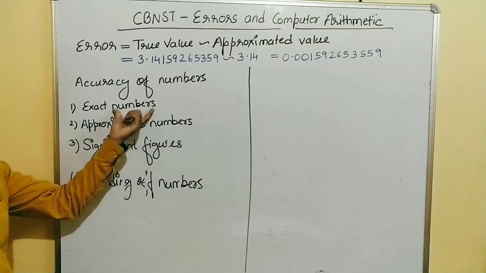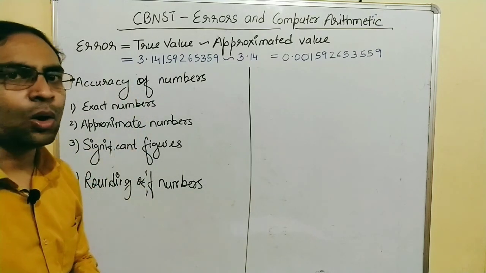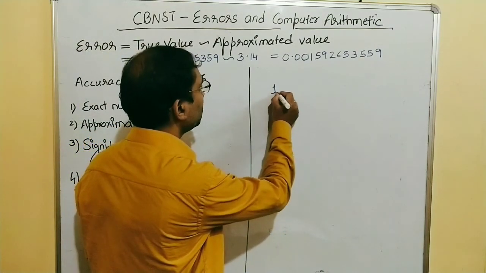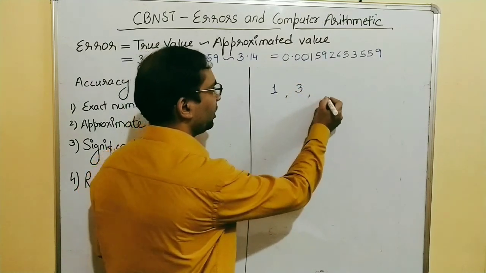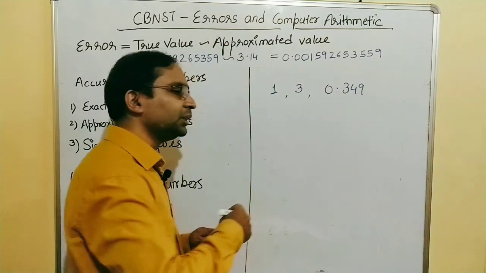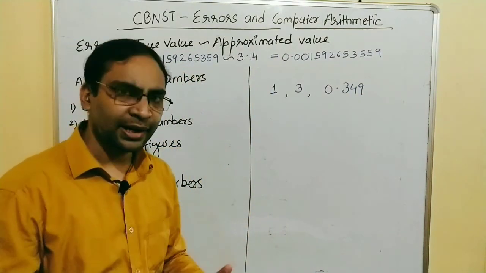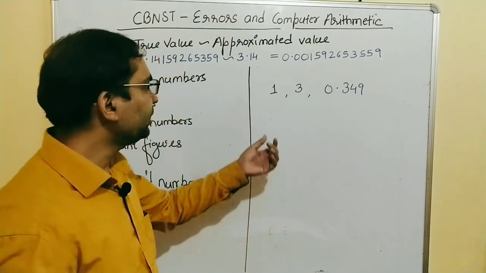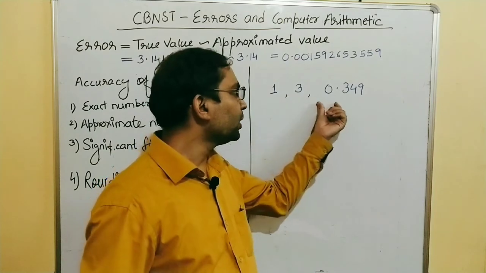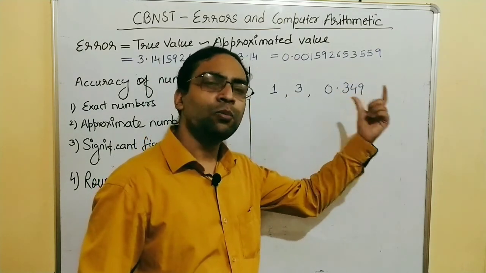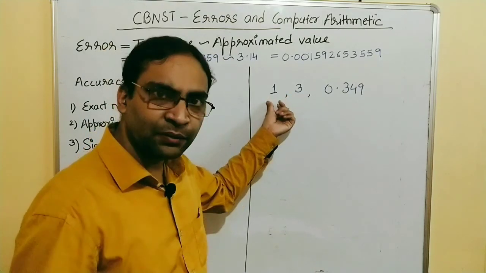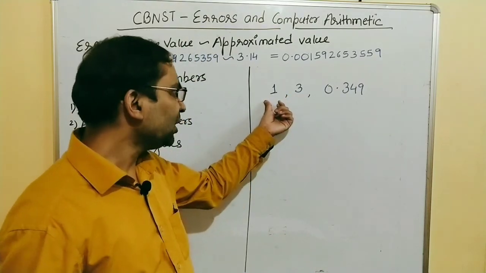First are exact numbers. Which numbers are called exact numbers? Let me write some numbers. For example, 1, or 3, or 0.349. All these numbers are termed exact numbers as they have a definite value. 1 will always remain 1, 3 will always remain 3, 0.349 will always remain 0.349. The values which do not change in their value are known as exact numbers.